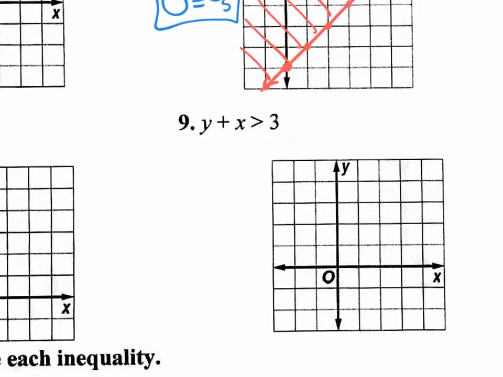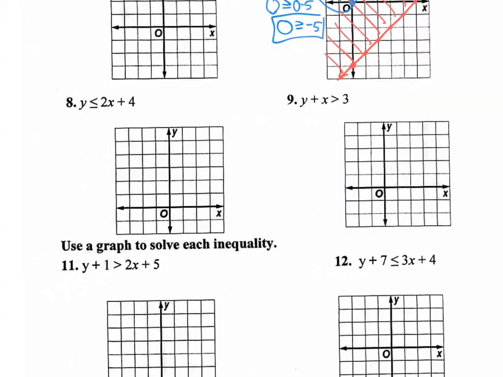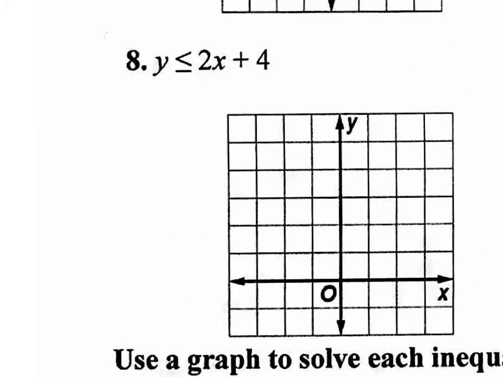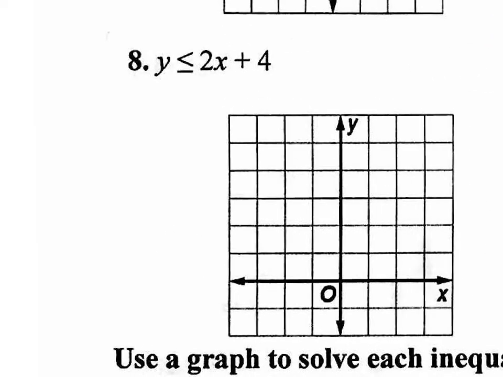Let's try number 9. Or, now let's go for number 8. That one looks a little more fun. Okay, so what's the m value right there? 2 over 1. Perfect. What's the b value right there? 4. That's right. So it crosses at 4. Go to the y-axis. Go to 4. 1, 2, 3, 4. Put a dot right there.